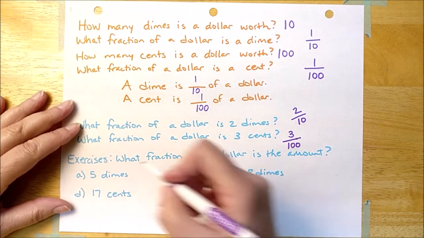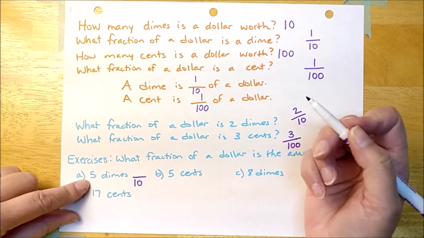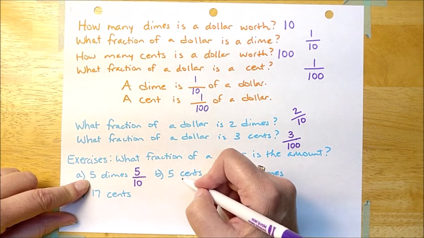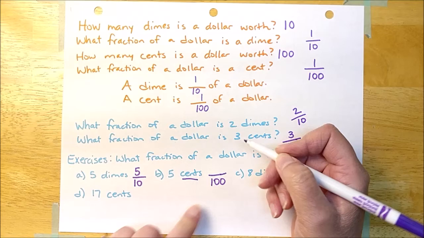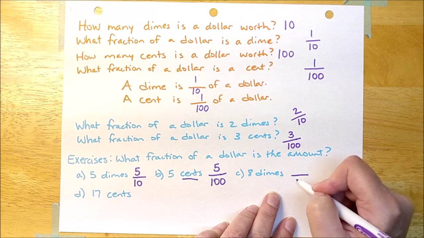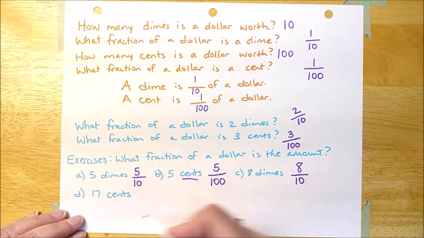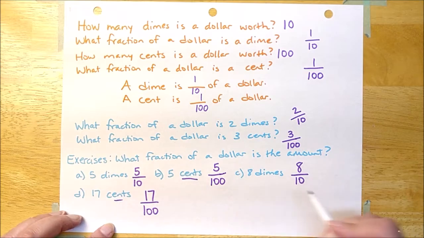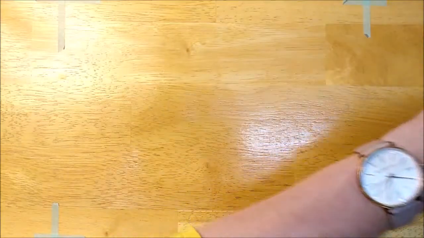Okay, we're back. So 5 dimes. Dimes says we're dividing it into 10 pieces, and we get 5. So 5 dimes is 5/10ths of a dollar. Here it says we have cents. We need 100 cents to make a dollar, and we have 5 cents. We have 5/100ths. Here we have dimes, which is 10 dimes to make a dollar. We have 8/10ths of a dollar. And the last one says cents, so we know that it takes 100 cents to make a dollar, and we have 17 of them. I hope that you did awesome on that when you were figuring that out yourself. Great.